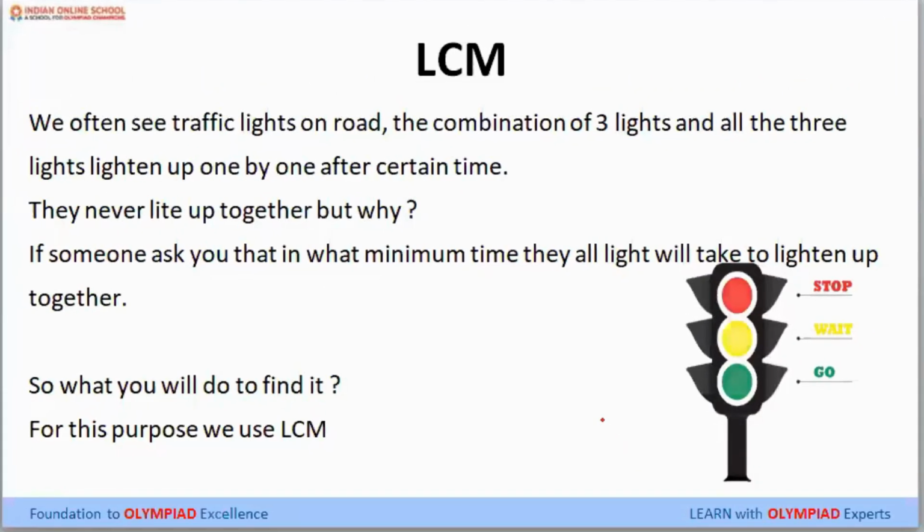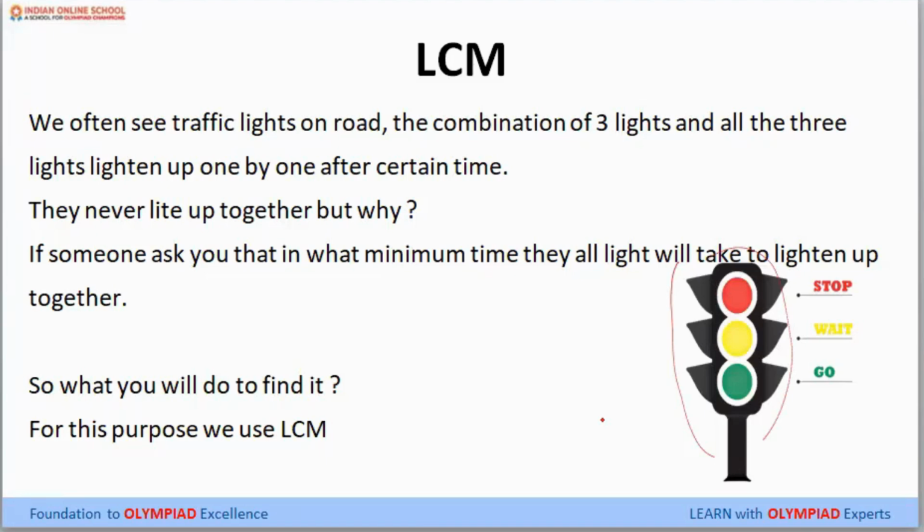Now, are you able to see the traffic light over here? Yes, ma'am. So how many lights are there in a traffic signal? Three lights are there, correct? Red, yellow, and green.